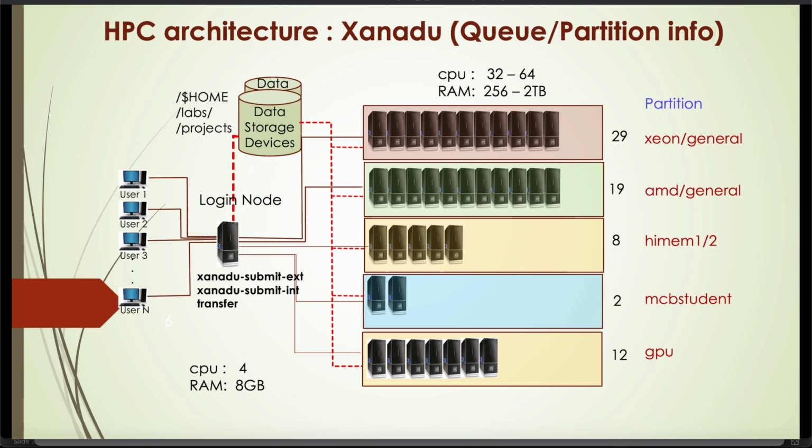So the key things to remember about the Xanadu cluster: it runs on Slurm as the resource management and job scheduling software, and there are different partitions. The main partitions are Xeon and AMD if you're doing regular bioinformatic analysis. If you're doing mostly memory intensive work, then you're possibly looking at the high mem partition. The MCB student partition is in place for teaching purposes, and GPU nodes are available if you need a GPU for your analysis.